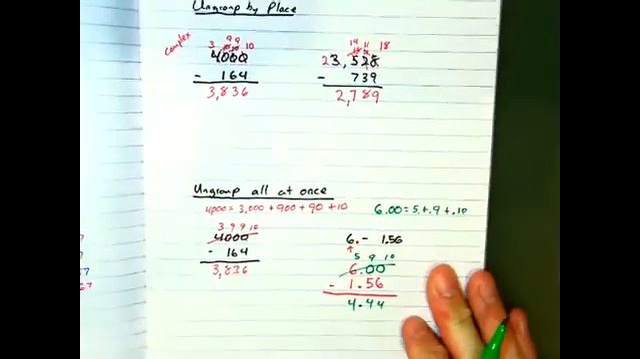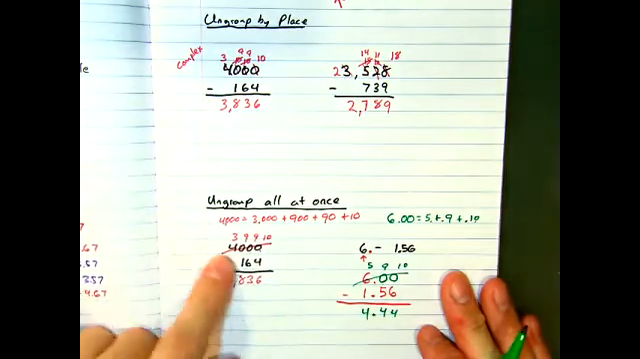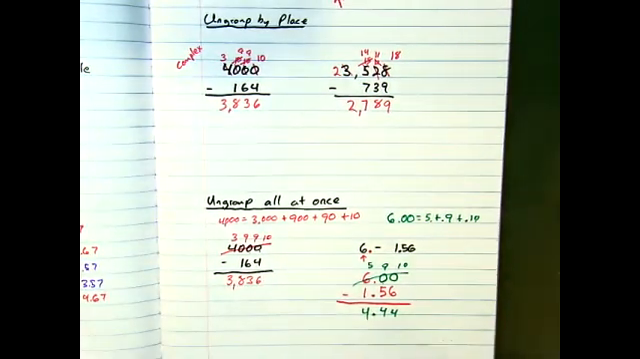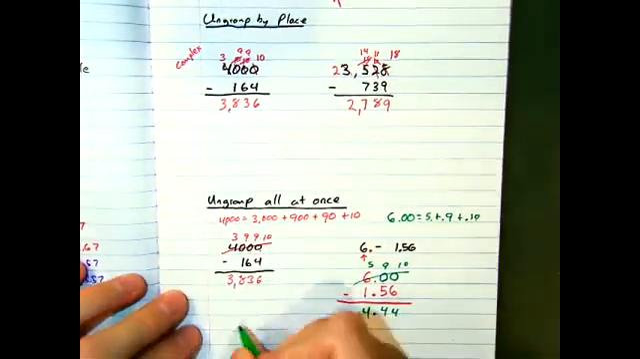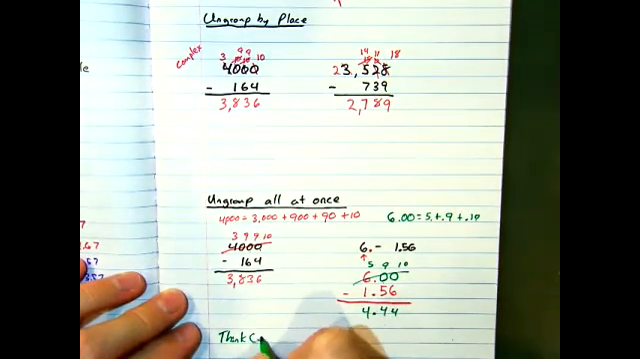So your two options, the parent way, the former teacher way, or you can step in and try to do ungrouping all at once.